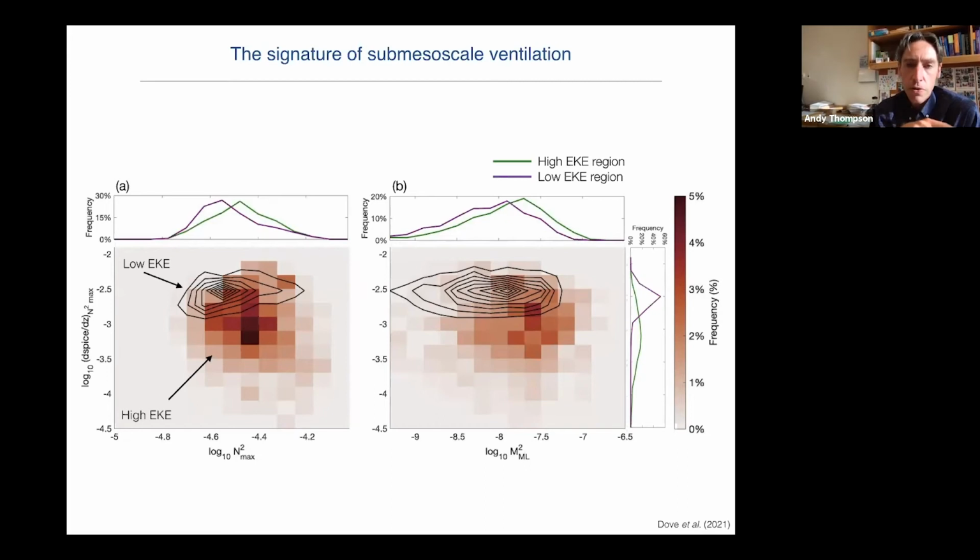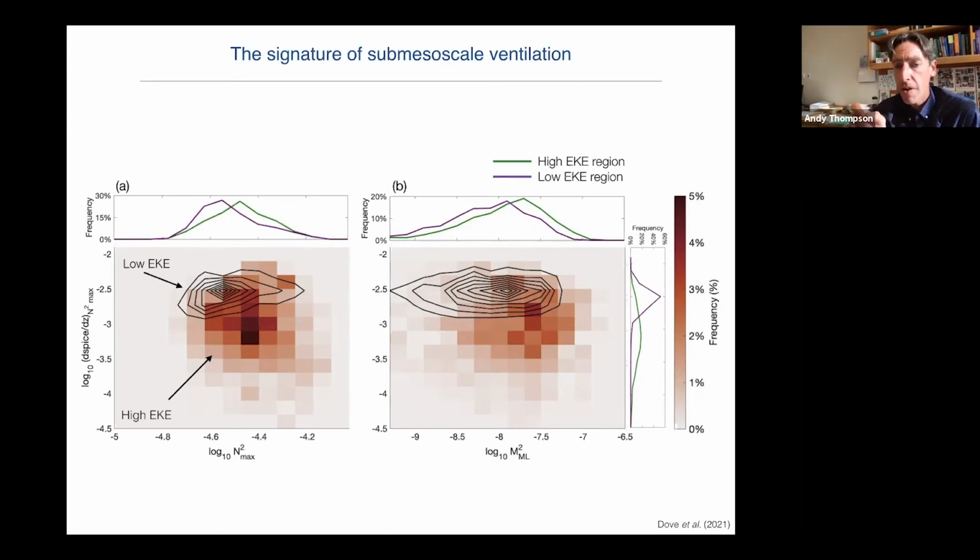And there are sort of two sets of contours. This red distribution would be in the high eddy kinetic energy region, and the black contours would be in the low eddy kinetic energy region. And if you just integrated over that, you get the curves at the top. And so what you see is that actually the stratification is stronger in the high EKE region. And that surprised us a little bit, but what we think is happening there is actually the submesoscales are pretty effective at re-stratifying the mixed layer in this region.